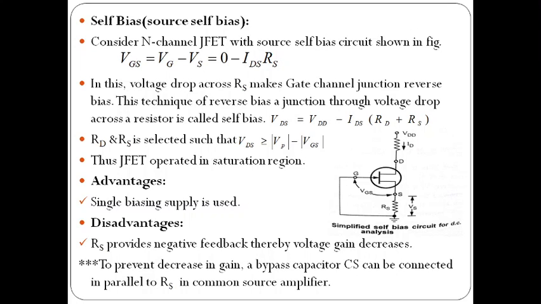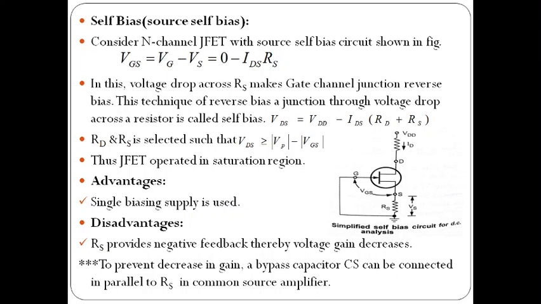So here we are reducing one power supply. In gate bias we are using two power supplies. Here we are using only one power supply. So the advantage of this self bias is that a single bias supply is used. What could be the disadvantage? This source resistance RS provides negative feedback, thereby the voltage gain will reduce. We are providing the reverse bias between the gate and channel by using the voltage drop across the source resistor, but this source resistor becomes the drawback for this circuit.